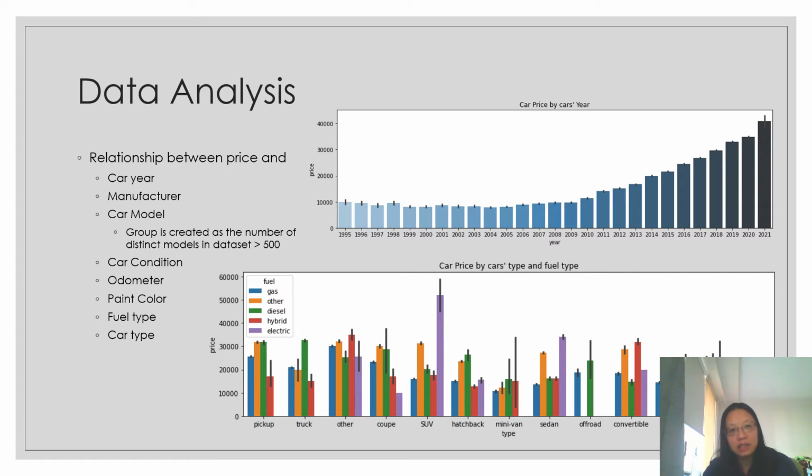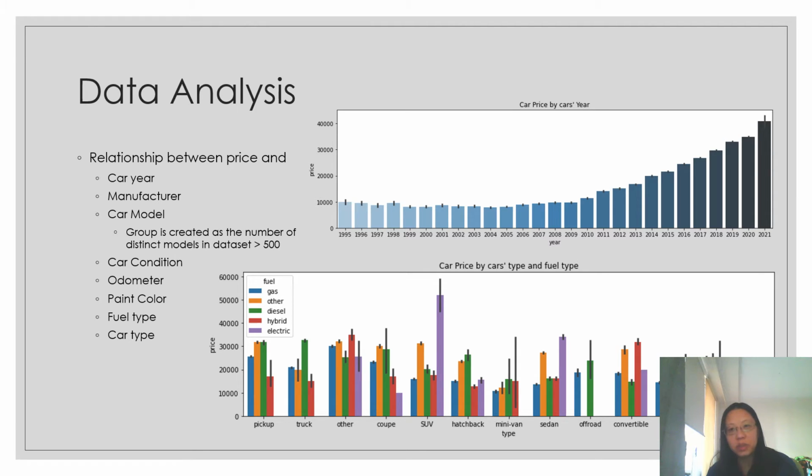Then I did data analysis by plotting charts between car price and car year, manufacturer, car model, car condition, odometer, paint color, fuel type, and car type. As you can see, there is a sign not on the car model because there are more than 500 car models. I just get the top 30 car models and group all the others into the group other. On the right hand side is the car price by year.